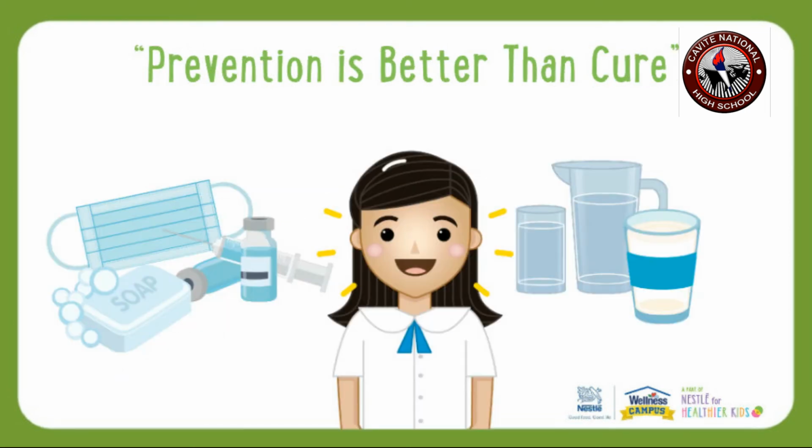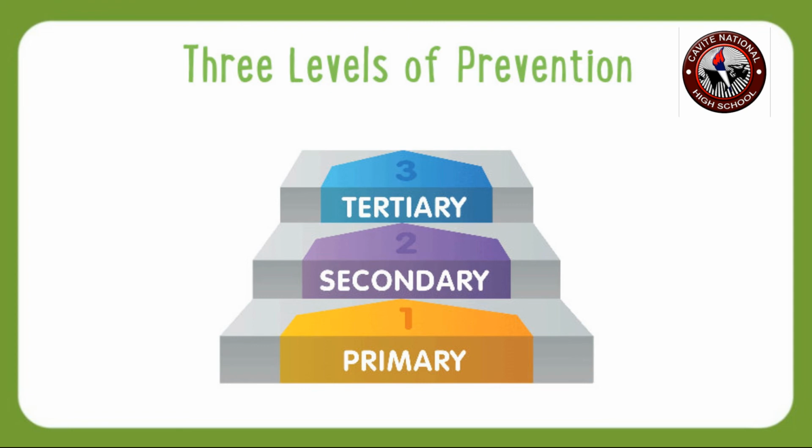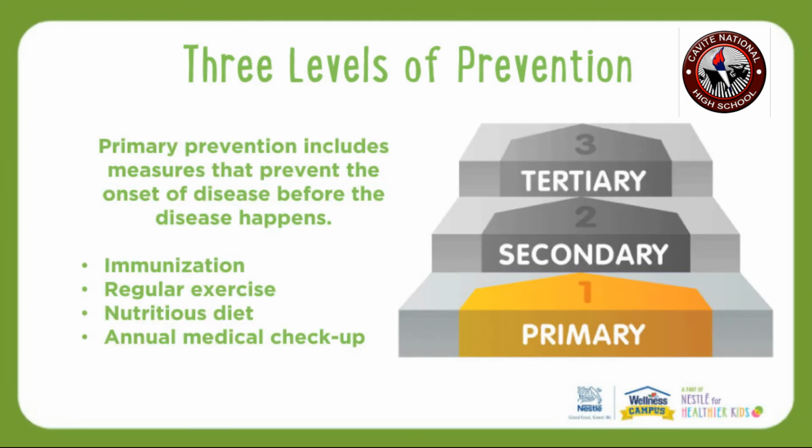They say that prevention is better than cure. Prevention is about avoiding disease before it happens or avoiding further complications of an existing disease. When we talk about prevention of disease, there are 3 levels: primary prevention, secondary prevention, and tertiary prevention.